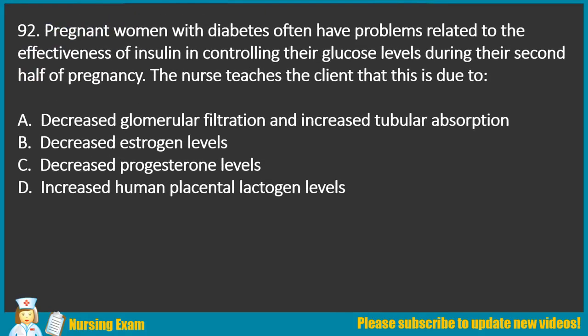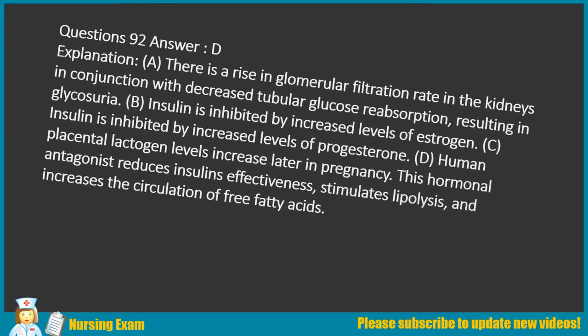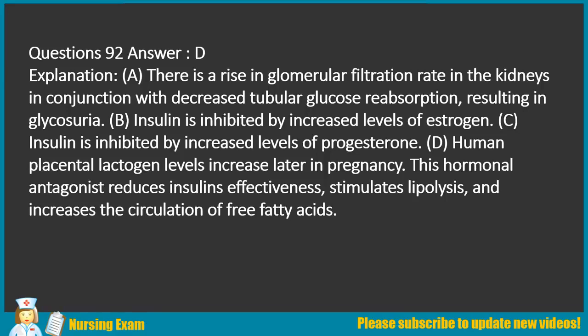Question 92. Pregnant women with diabetes often have problems related to the effectiveness of insulin in controlling their glucose levels during their second half of pregnancy. The nurse teaches the client that this is due to: A. Decreased glomerular filtration and increased tubular absorption. B. Decreased estrogen levels. C. Decreased progesterone levels. D. Increased human placental lactogen levels. Question 92. Answer: D. Explanation.